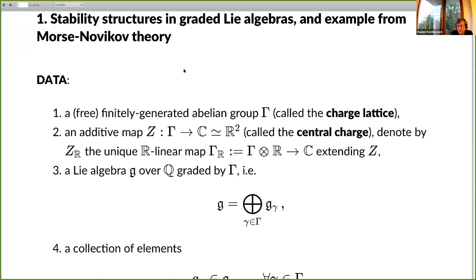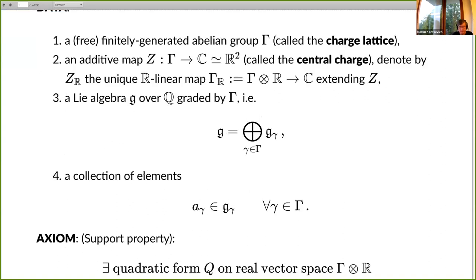So this group, its origin from physics is called charge lattice, and there is some additive map from this group to C, or R2. It's called central charge. And we extend it by R linearity to the real vector space gamma R obtained by extension of scalars to R. Just for notation, we have Z R and gamma R. Then we have a Lie algebra over rational numbers graded by this lattice gamma. So it's a sum of components and the commutator goes to the sum. And then we have a collection of elements in these graded components for all gamma, in fact excluding zero.